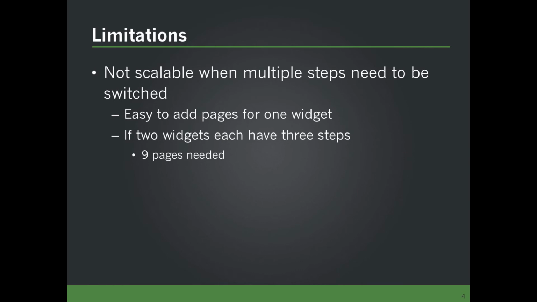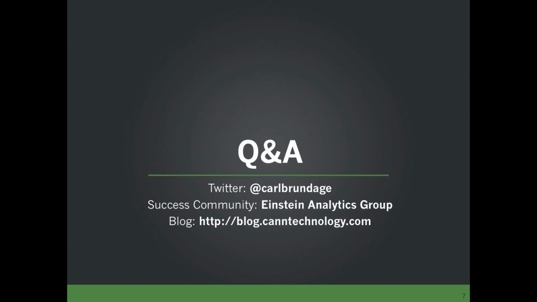Before we wrap up, we should take a moment to look at some limitations with this approach. It's really not an approach that's scalable if multiple steps need to be switched. It's fairly easy if you have one step with a lot of different options, but if you have 2 widgets, for example, each with 3 options that you need to switch, you need to create 9 pages. And those number of combinations really grow exponentially by the number of steps and options that they have. So really it's best served if you have one step that you want to switch between multiple things.